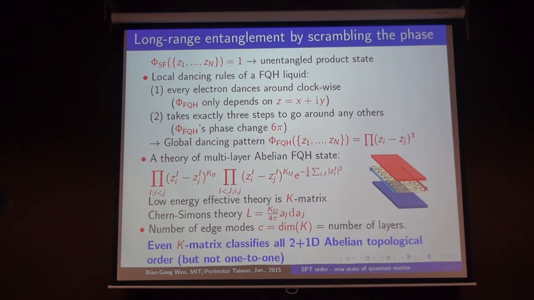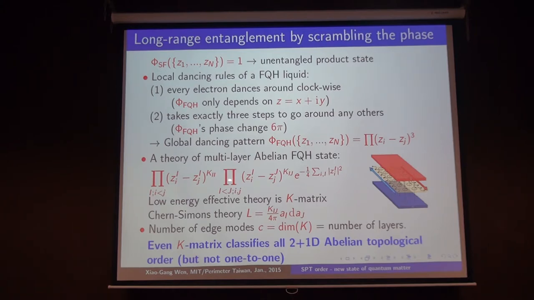First, every electron just dances around clockwise. So that means the wave function only depends on this holomorphic combination of x and y. And then each electron takes exactly three steps to go around another electron. So this is a phase of 6 pi when zi goes around zj. Once you have these two rules, you totally fix the wave function. So this kind of rule describes a particular dancing pattern. And this turns out to be a wave function with long-range entanglement. You know, they cannot be written as any product states.